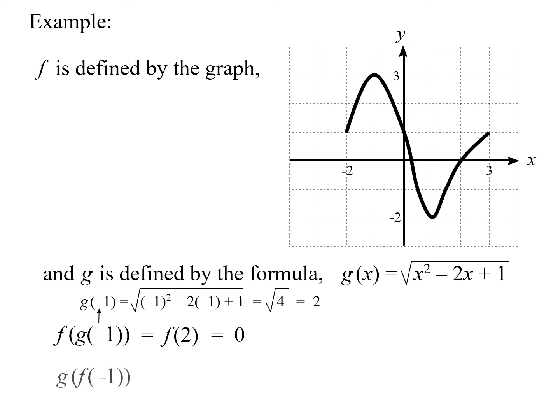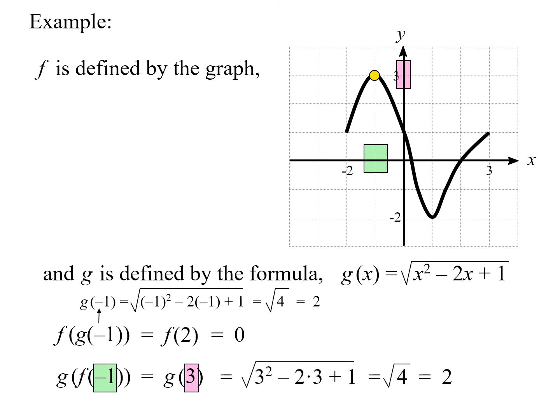Now let's find g of f of negative 1. We start with negative 1 on the x-axis to find f of negative 1, and look at the point corresponding to that. So we have g of 3. And we put that in the formula, which gives us square root of 3 squared minus 2 times 3 plus 1, which is square root of 4, or 2.